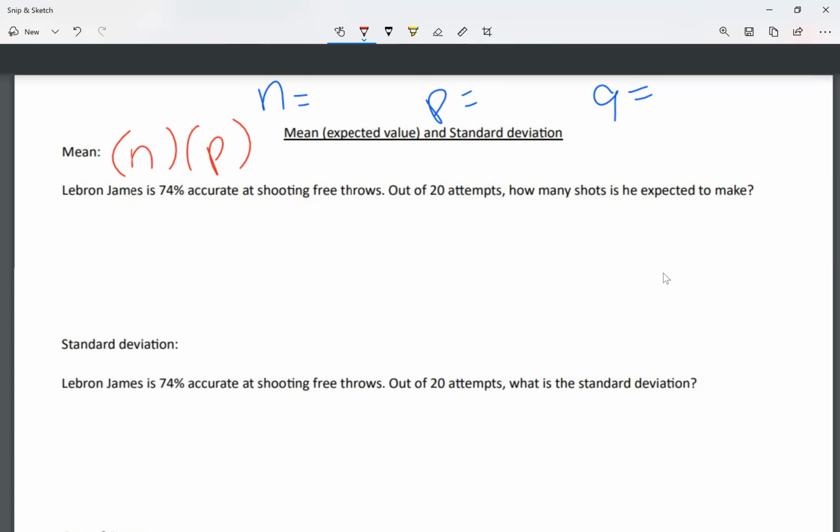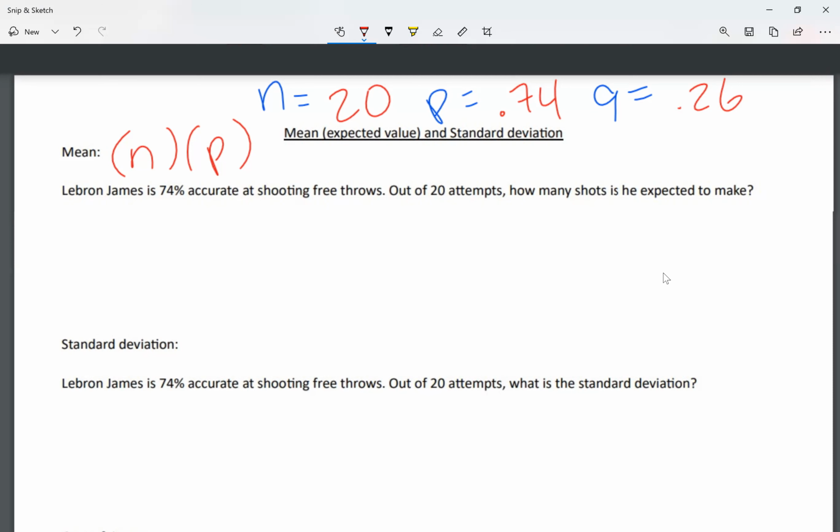LeBron James is 74% accurate at shooting free throws. Out of 20 attempts, how many shots is he expected to make? So n, he's going to be shooting 20 times. Probability of success is 0.74. Probability of failure is 0.26. One thing I want to emphasize still, p plus q, success plus failure, should equal 1. Now, how many shots is he expected to make?